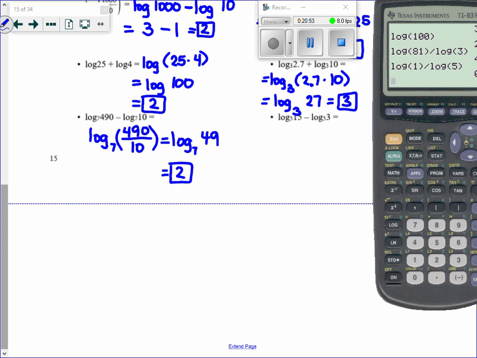Okay, last one. Log in base 5 of 15 minus log in base 5 of 3. That's the same thing as log in base 5 of 15 divided by 3, which is log in base 5 of 5. Have you noticed a pattern when we have the same base and the same number? This would be like log 5 divided by log 5. When we have a fraction where we have the same numerator and the same denominator, it's always, always, always equal to? Right. You could plug it in on your calculator if you wanted, but you really don't need to.